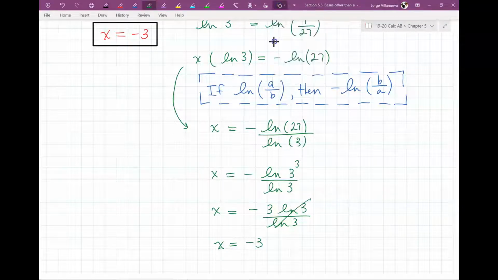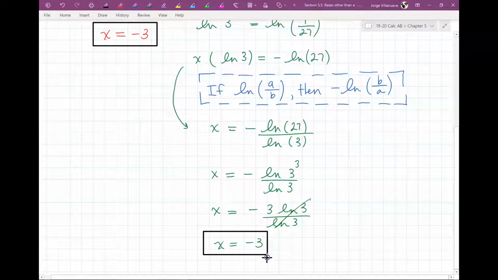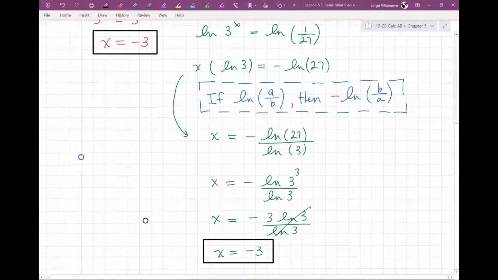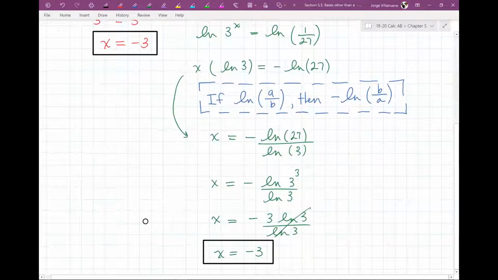So notice, same solution, two different ways to do it. Most people prefer the first method because it was easier, right? A lot less work. But every once in a while, you have to go about doing it this way, where you have to apply a natural log to both sides so that you could bring down a power. Because maybe you can't make the bases match. Right? If it was like 3 to the x equals 2, there's no way you can make the bases match in that case. So in order to make that power come down, you're going to have to apply natural logs.